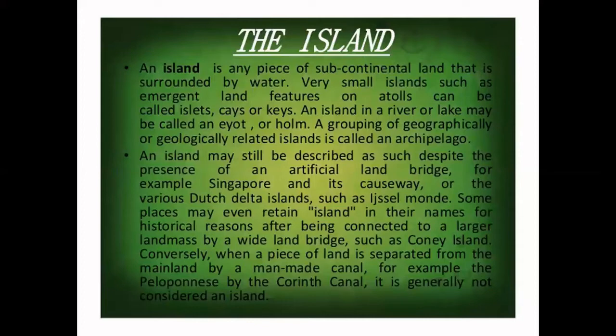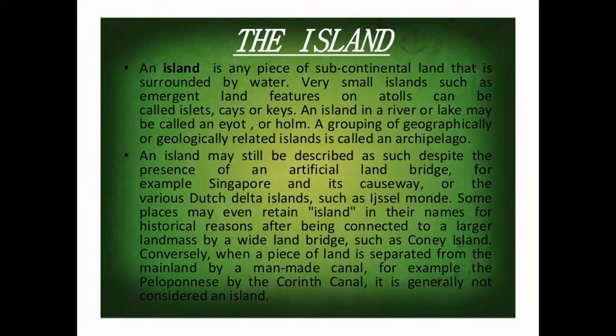The next physical feature that we need to learn is the Indian islands. An island is any piece of subcontinental land that is surrounded by water. Very small islands such as emergent land features on atolls can be called islets, cays, or keys. An island in a river or a lake may be called an eyot or ait.